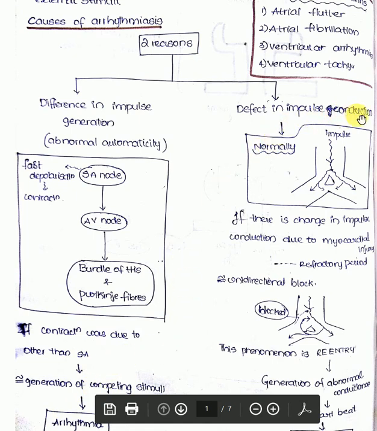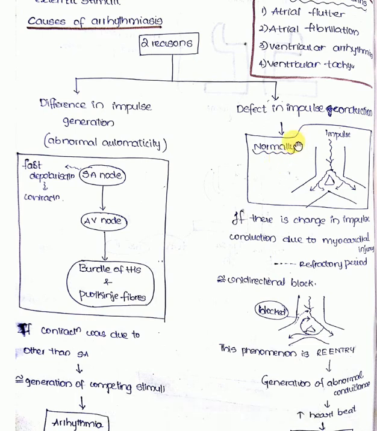In case of defect in impulse conduction, in the general case, this is our ventricle. Here the impulse enters the ventricle and then it is bifurcated into two sides, and these impulses can move here and here. This is the general theory in case of ventricles. We see a change in impulse conduction when there is any myocardial injury or prolongation in the refractory period. Take the case of unidirectional blocks, that is, a block in one direction.